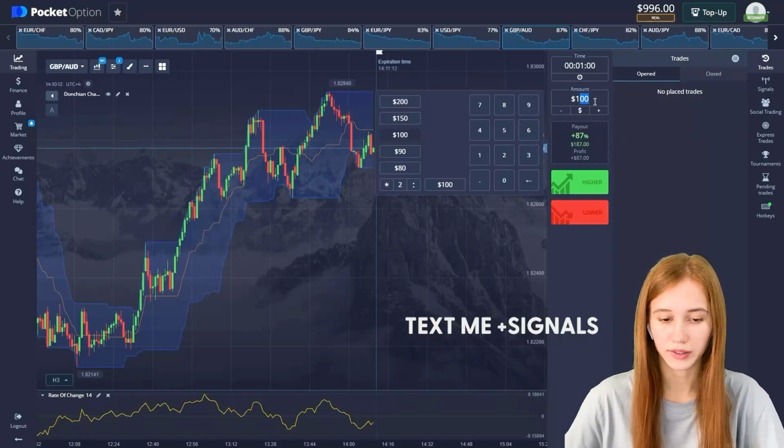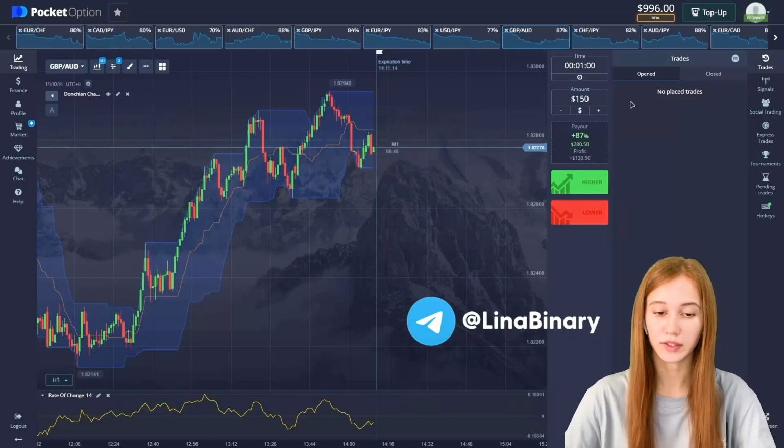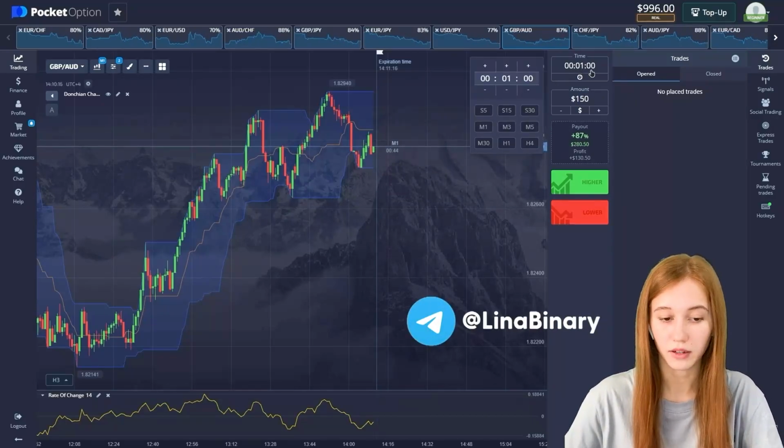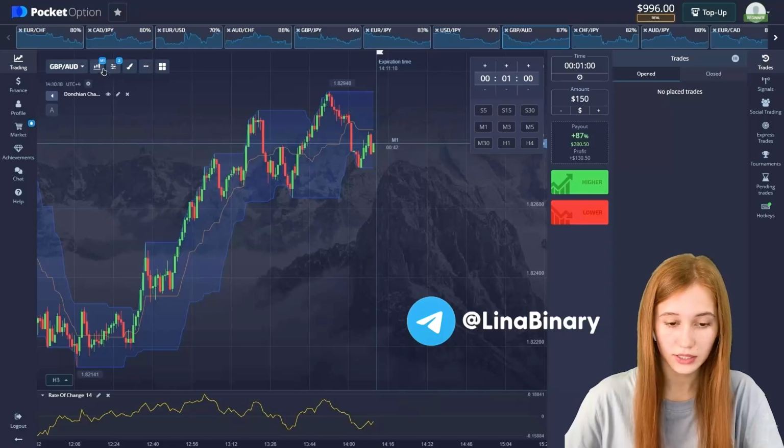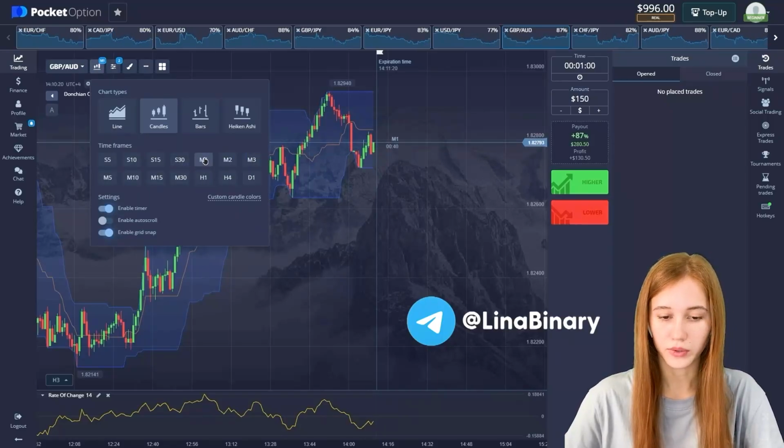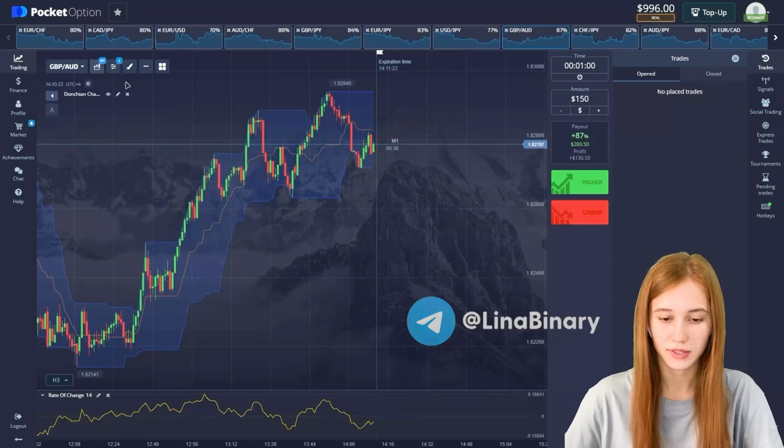Let's start by allocating a trading amount of $150. So we'll have a minute deal, as you can see. And I'll also show you the settings.